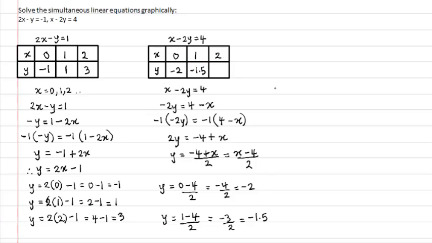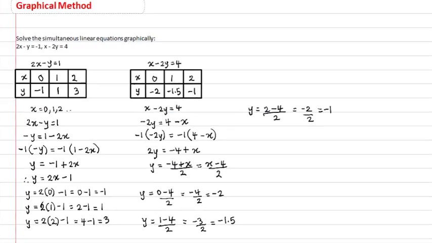Lastly, we have 2 here, so y equals 2 minus 4 divided by 2, which gives us minus 2 divided by 2, which gives us the final answer as minus 1. So this part is minus 1. So let's put it in a graph. We're going to put the graph of this and the graph of this together. Wherever they meet, that's where we're going to locate our answer for this simultaneous equation.